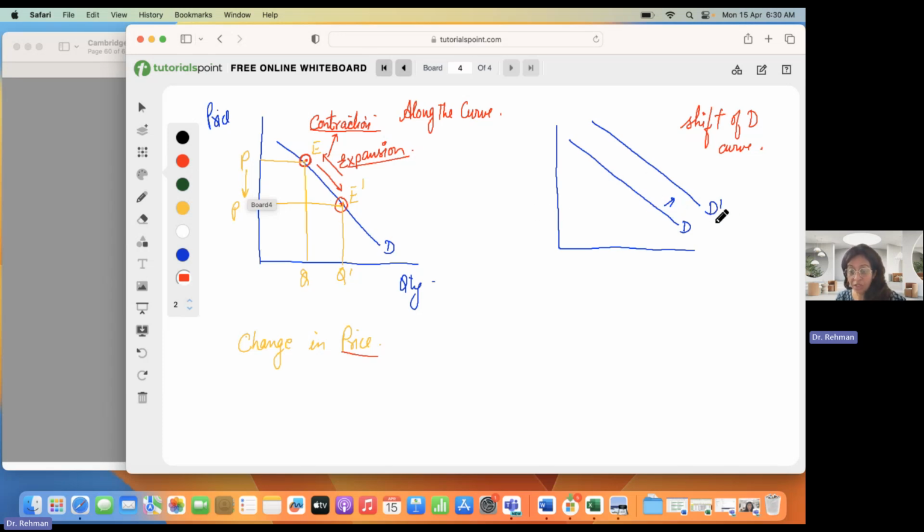On the other hand, in the shifting of the entire curve, the price remains the same. Let's say P is over here, and at the same price, in the first case, the quantity demanded was here, and in the second case, the quantity demanded is ahead. This shift in the entire demand curve is called an increase in demand and a decrease in demand.